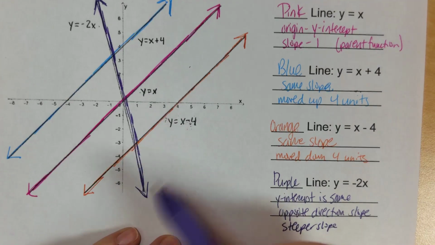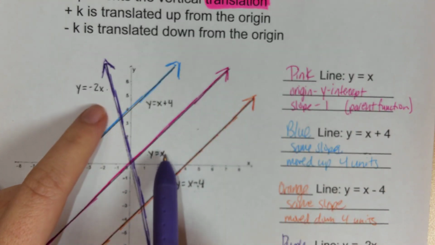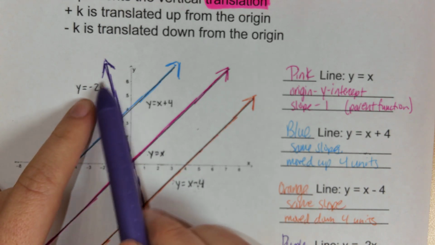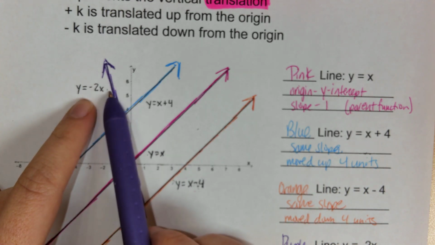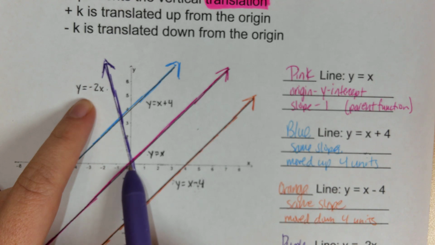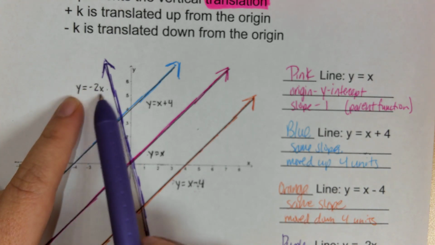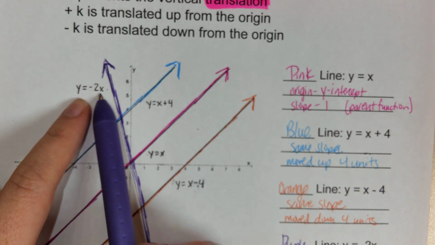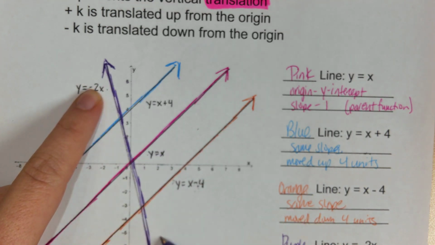You'll notice that the changes that were made to it: it doesn't have any k value, just like the parent function doesn't have a k value. So no changes were made to the up and down, it stayed through the origin. The changes happened with this a value, the slope. Here we had a slope of 1, here we have a slope of -2. The negative caused it to go in a downward direction, flipping it, a reflection across the x-axis.